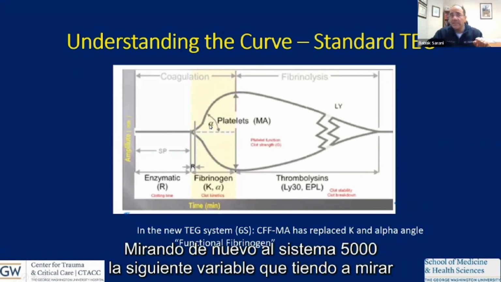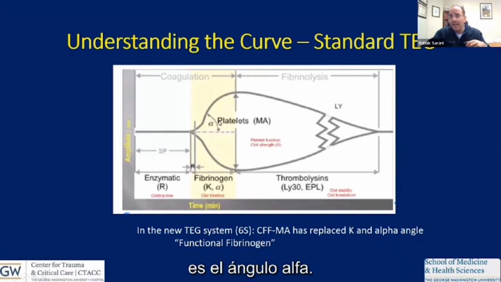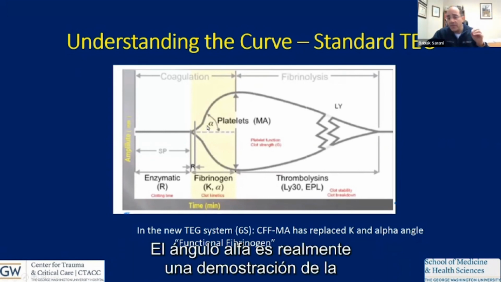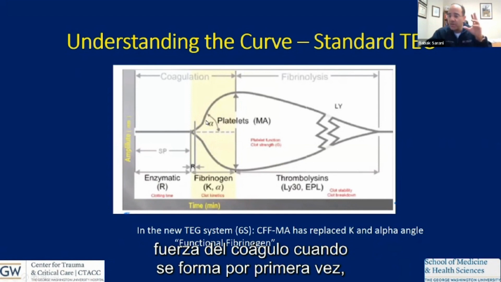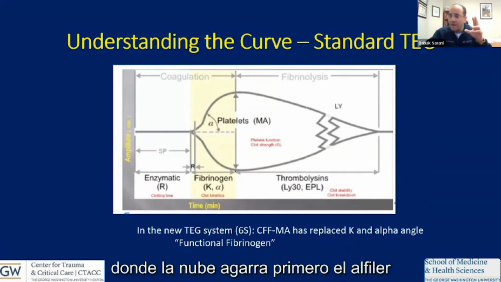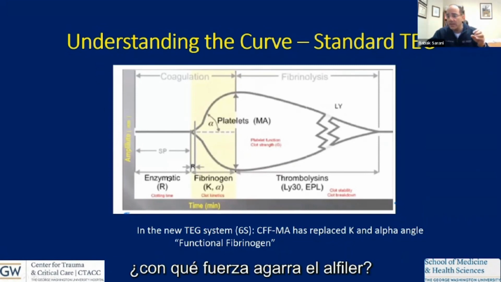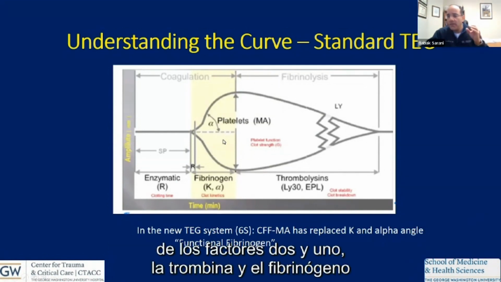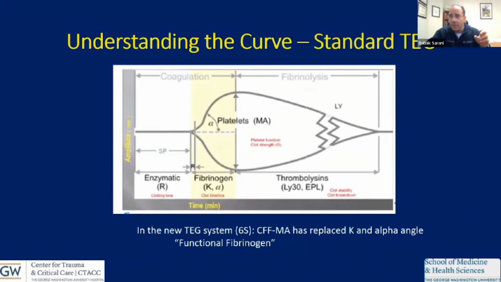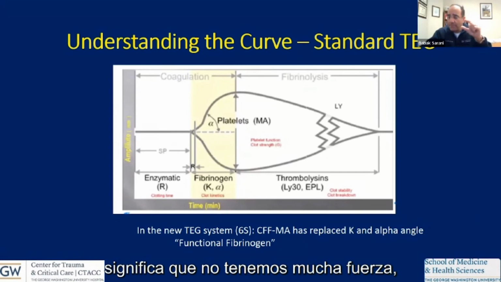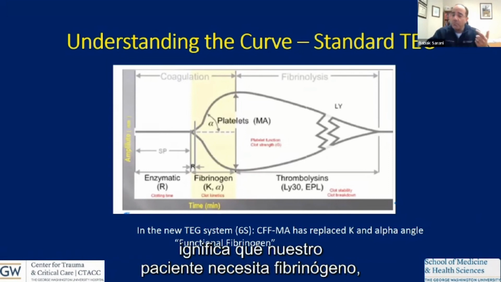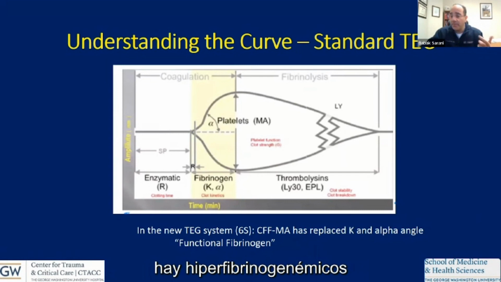Looking again at the 5000 system, the next variable that I tend to look at is the alpha angle. The alpha angle is really a demonstration of the strength of the clot when it first is formed. When the clot first grabs the pin, with what strength does it grab the pin? Remember that the y-axis is clot strength. And really, this is a manifestation of factor 2 and factor 1, thrombin and fibrinogen, coming together to form a clot. If the alpha angle is shallow, that means we do not have much strength. That means that our patient, more often than not, needs fibrinogen. They are hypofibrinogenemic. You can give them either concentrated fibrinogen, or you can give them cryoprecipitate.